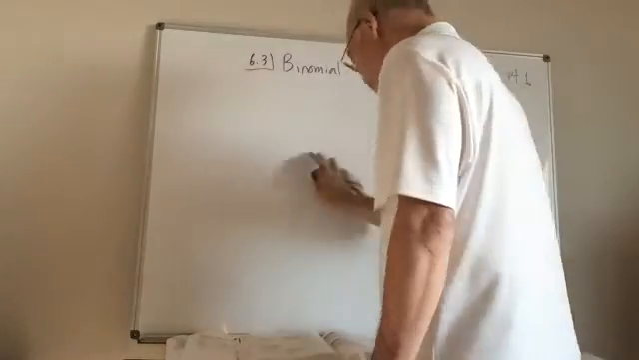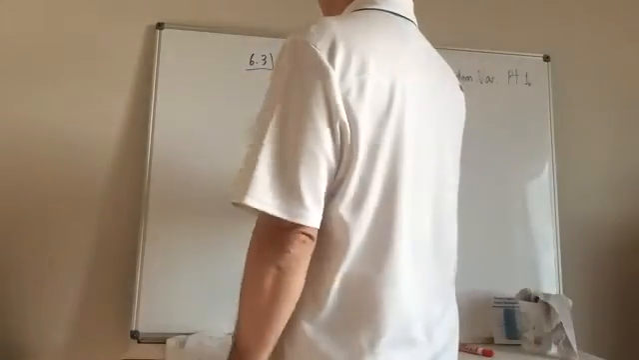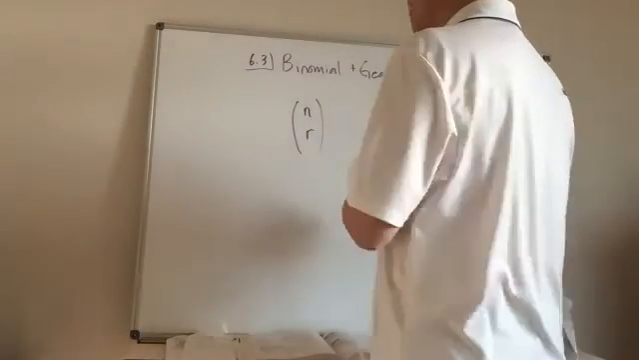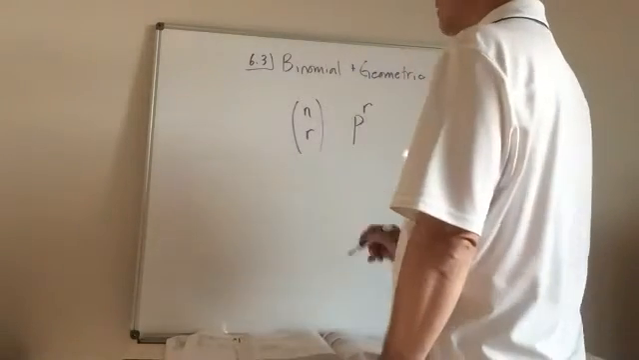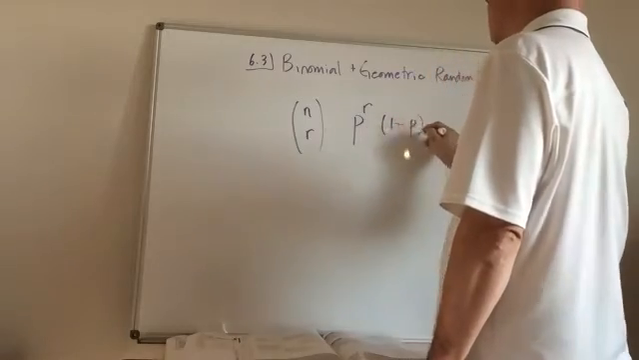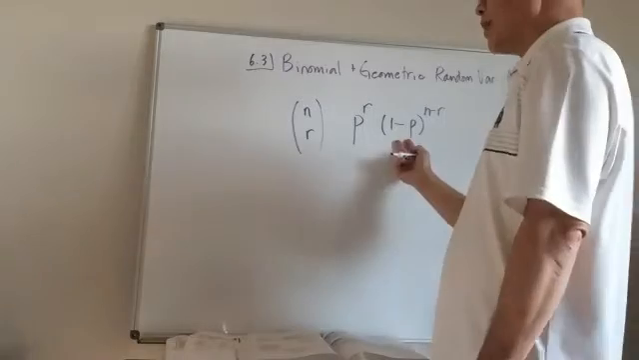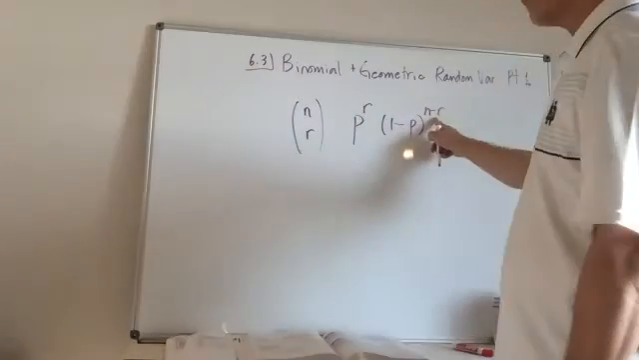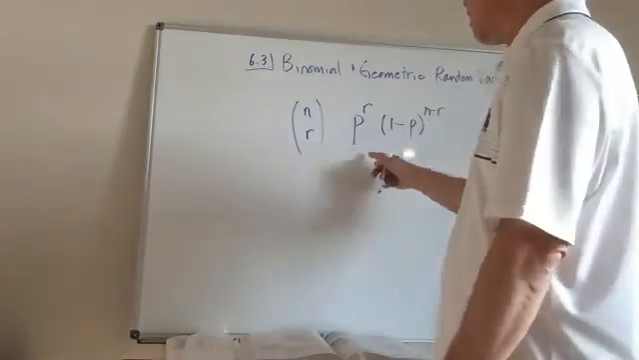If you want to look at the actual probability formula, it's for getting r successes out of n trials. This is the probability of success, and the rest of the time I failed, so this is the chance of failure. I have r successes, and then I have this many failures. The rest are going to be failures. So this would be the probability of success.